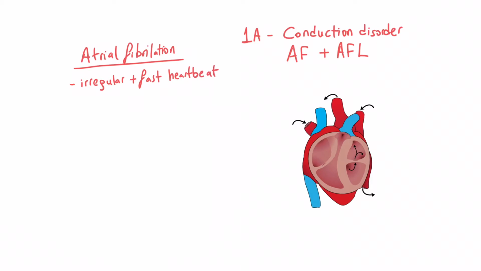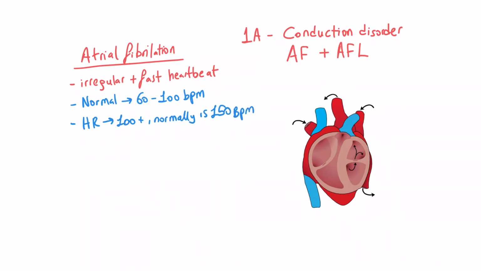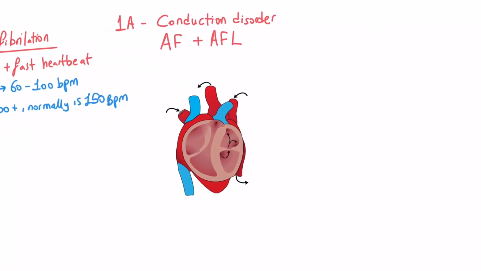Okay. A normal heart rate, as you probably know, is about 60 to 100 BPM. However, with AF, the heart rate is anything above 100. But normally, from the patients I have seen, it is about 150 BPM. So let's go back to the illustration of the heart.